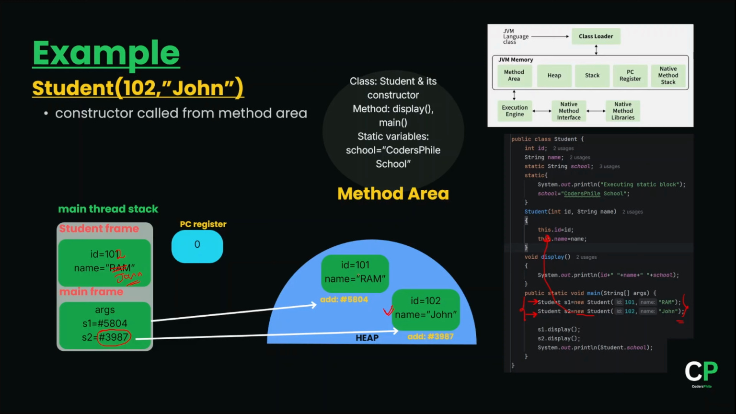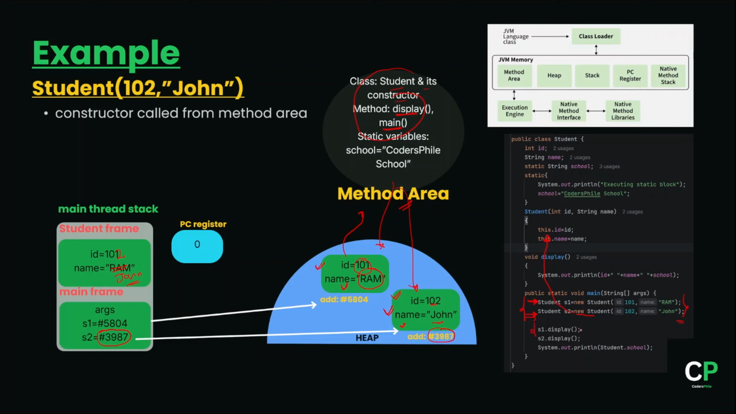S1 will point to this object, that is 101 and ram, and s2 will point to this object, that is 102 and John, and the address is here. In the heap area, only the object and the instance variables of the object are stored. All the methods of the class are stored in the method area, and they are not replicated per object, it is per class. Only the instance variable is created per object. As you can see from here, there is only id and name created for every object. On the other hand, all the methods like the display method and the student constructor are stored only once in the method area. So these two lines get executed.